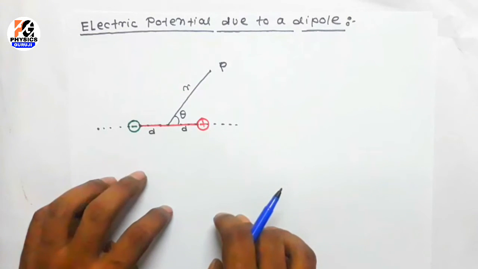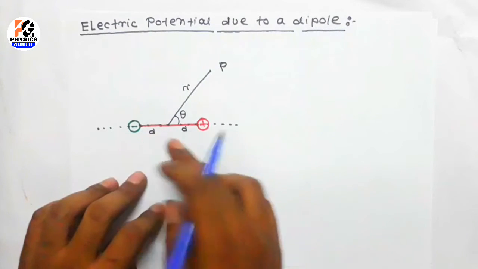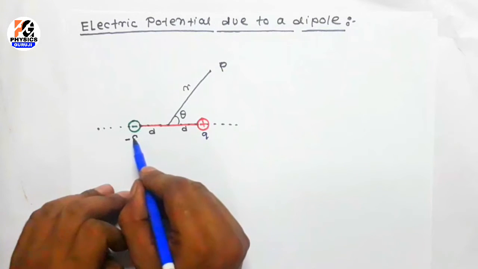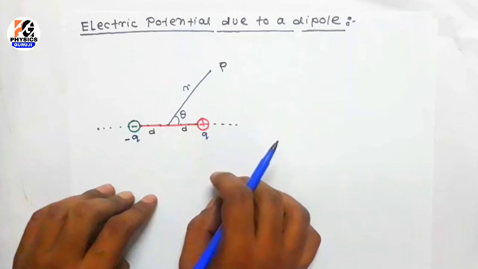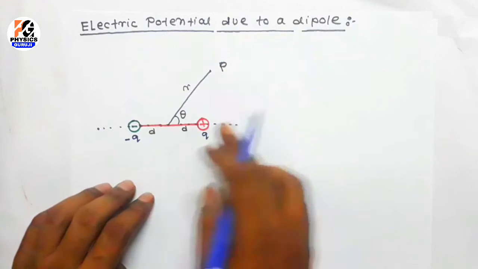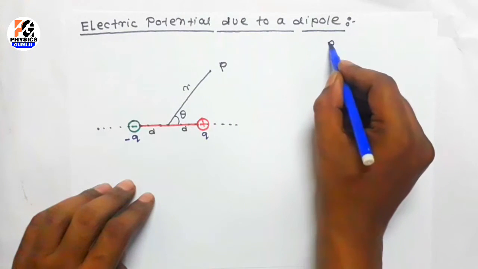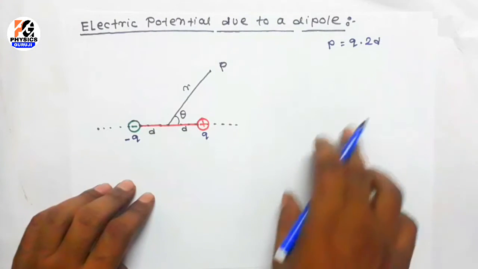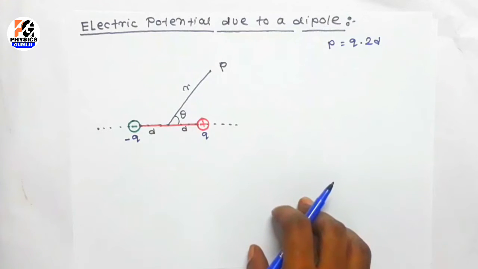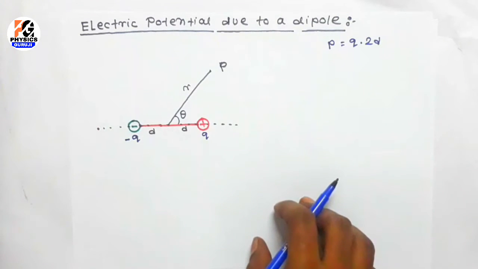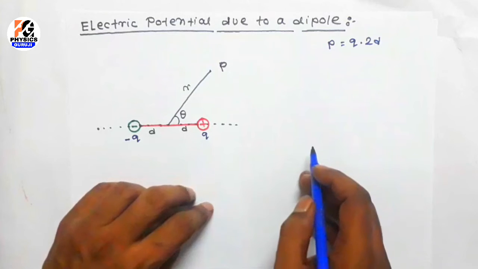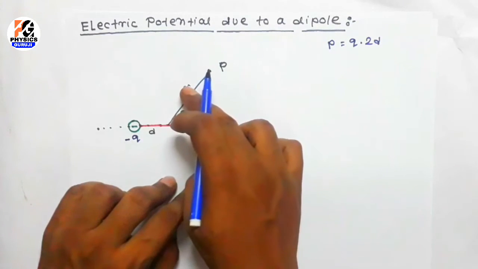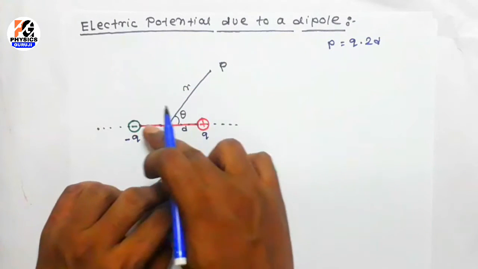Here we have two charges, that is, the two poles of the dipole. One charge is small q and the other charge is minus q, and the separation between the charges is 2d. So the dipole moment here is p equal to q into 2d. I have only taken the magnitude of the dipole because potential is a scalar quantity, so we need only the magnitude. Now to find the electric potential at P, which is at a distance r from the dipole and makes an angle theta with the dipole.